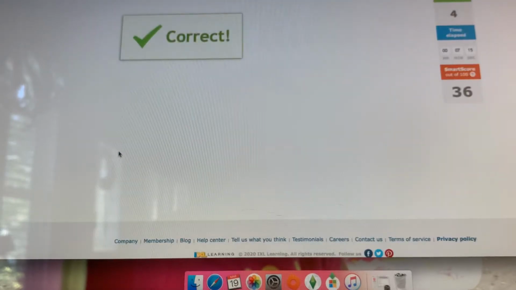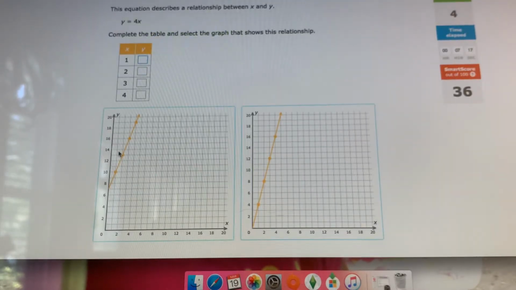Now I am ironically in as a guest because I don't have my password at home, so I don't know how high I'm going to be able to go. But here you can see the y input, there's nothing there. So we have to make sure that you're reading the equation, that they're multiplying x by 4.